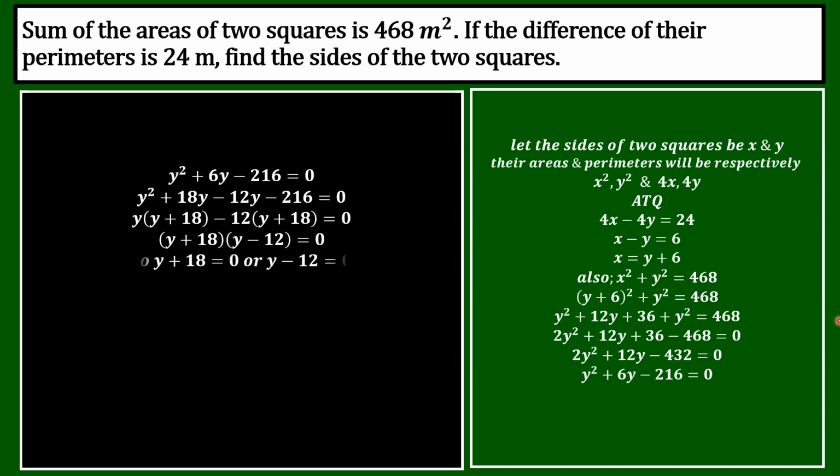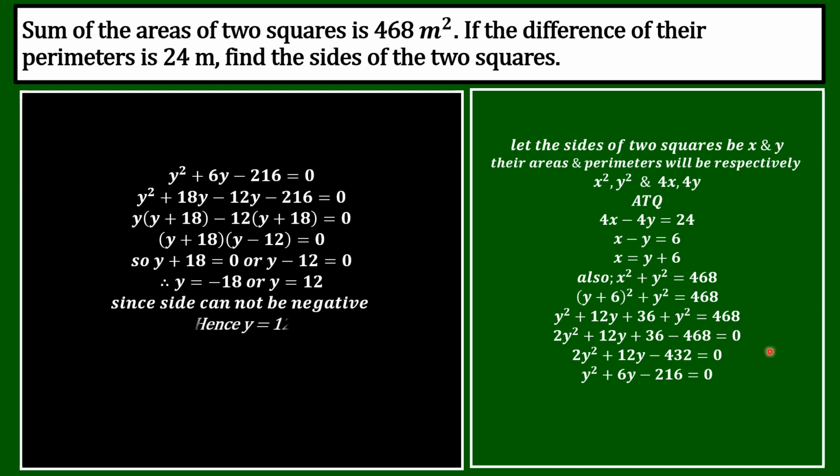Okay, so y plus 18 is equal to 0 or y minus 12 is equal to 0, which will give us two values of y, that is minus 18 or 12. Since y is taken to be the side of the square, it cannot be negative. Minus 18 is not possible, so y is equal to 12. X is equal to y plus 6, that is 12 plus 6, that is 18. So x is equal to 18. The sides of the squares are 12 meters and 18 meters. Okay, so this is how this question is done.